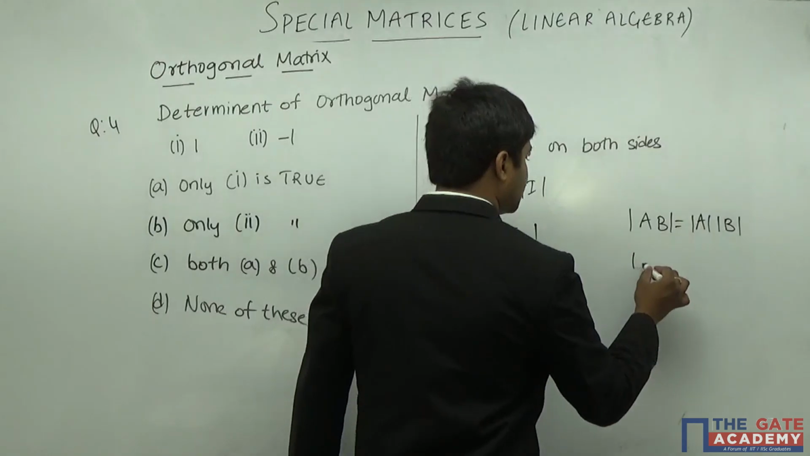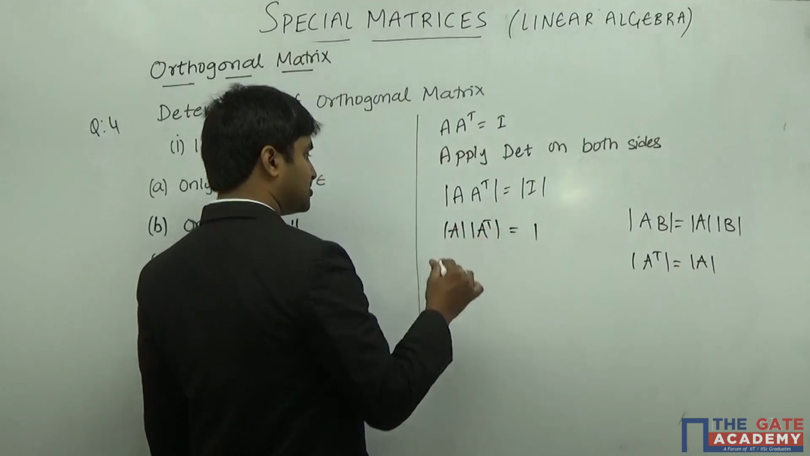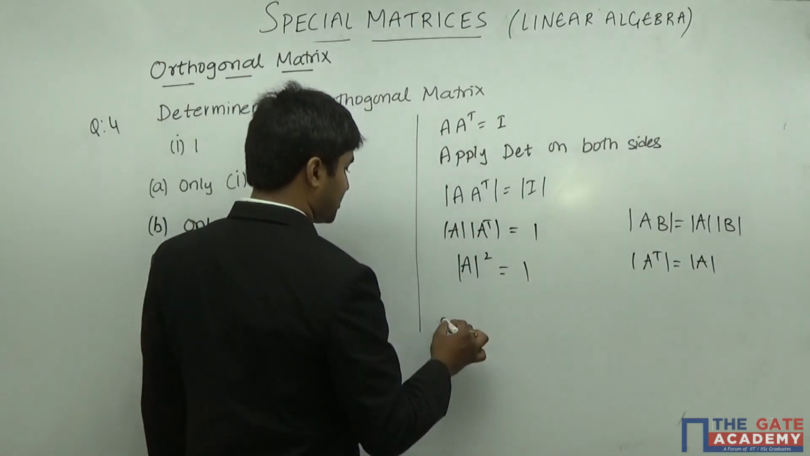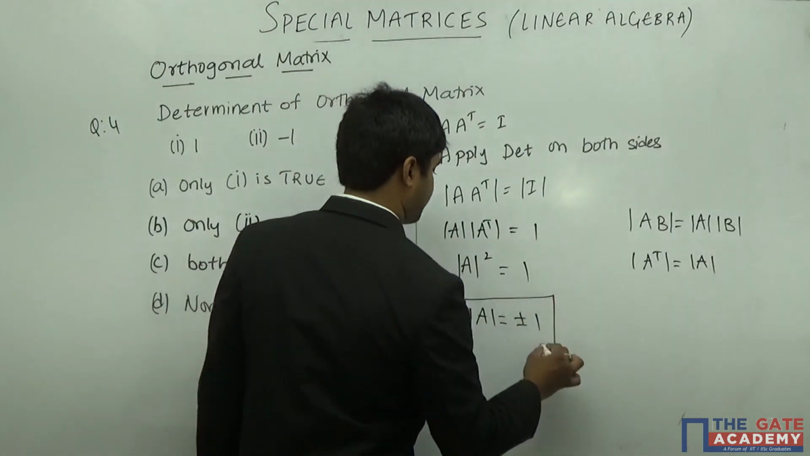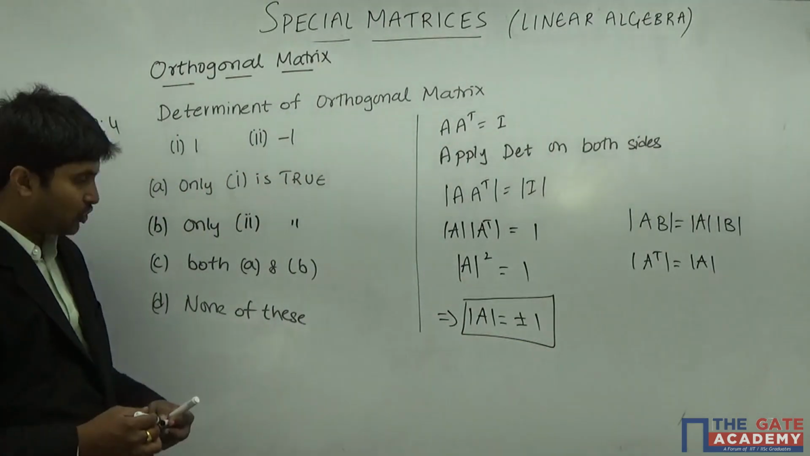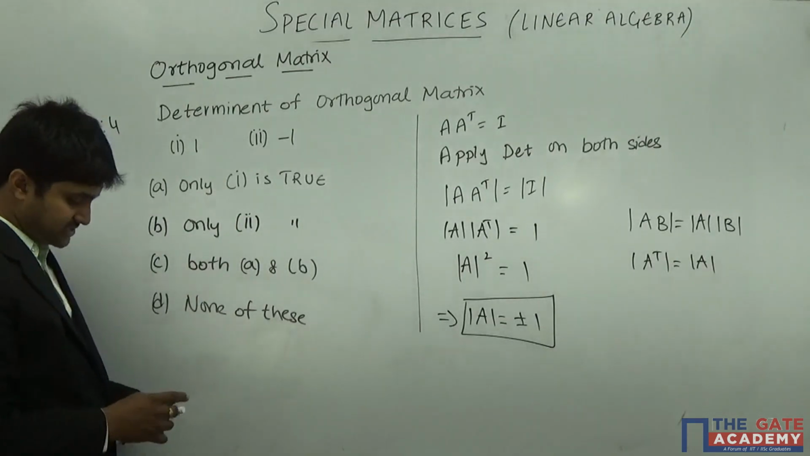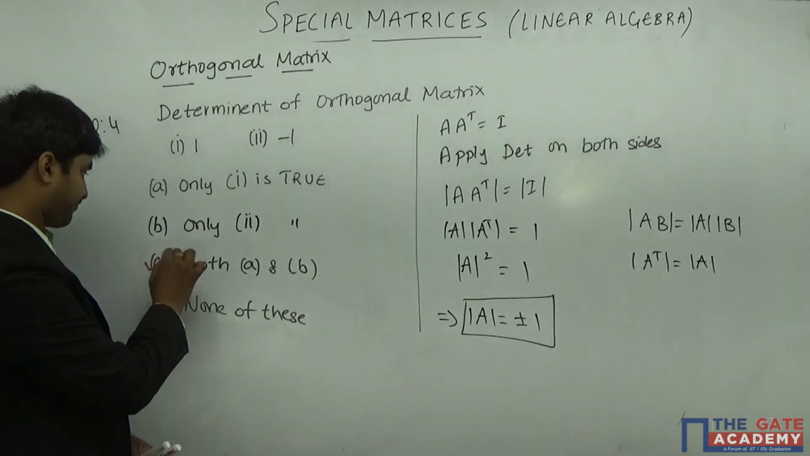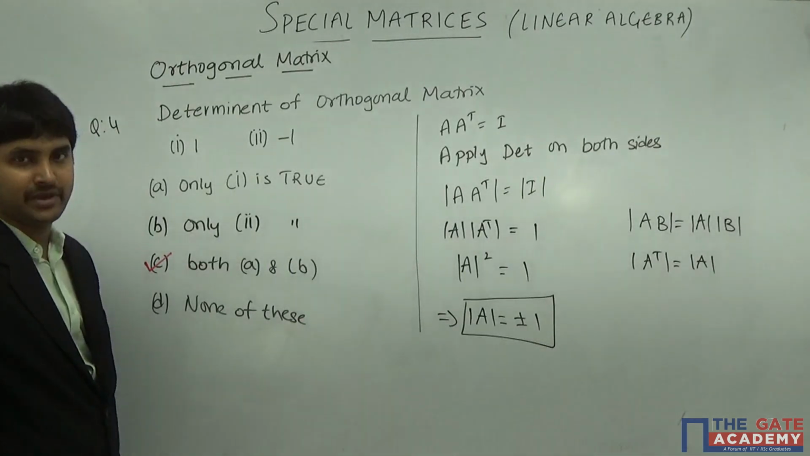And we also know that the determinant of the transpose will be equal to the determinant of the same matrix. So by that logic, I can also write it as mod A whole square is equal to 1, which implies that the determinant of A is equal to plus or minus 1. It means that both are true. So the answer is both A and B.